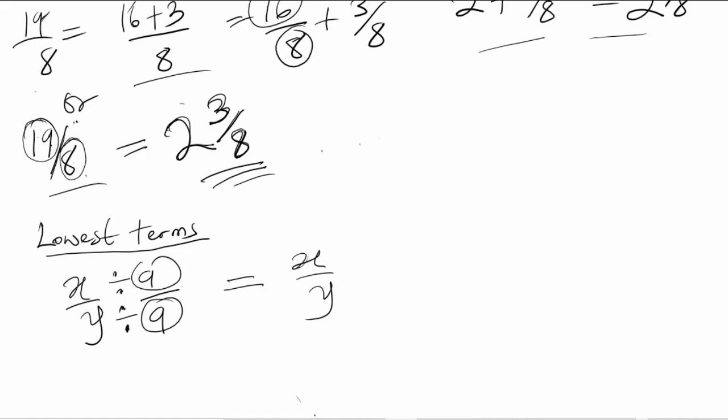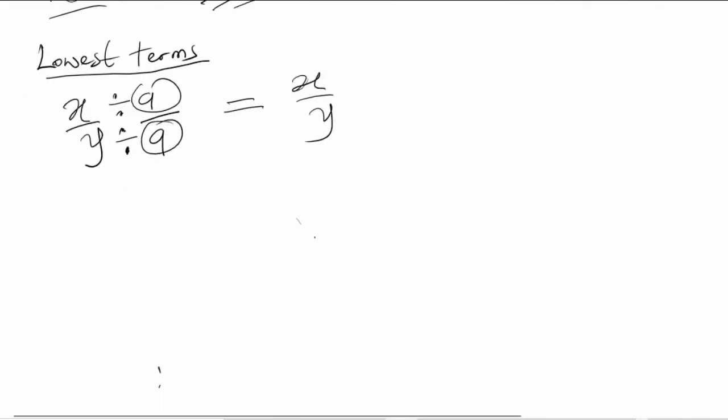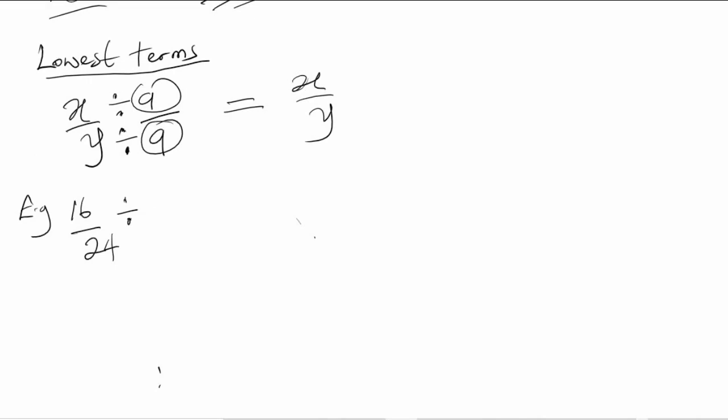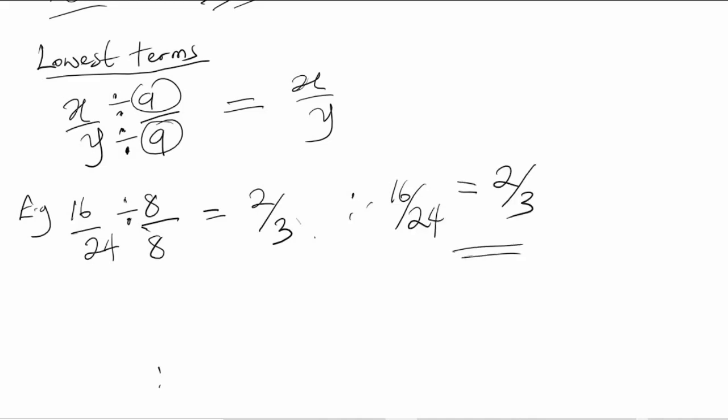So let's take an example. E.g. 16 over 24. If you divide both the numerator and the denominator by 8, it will give you 2 over 3. Therefore, 16 over 24 is the same thing as 2 over 3. I don't know if you get me.